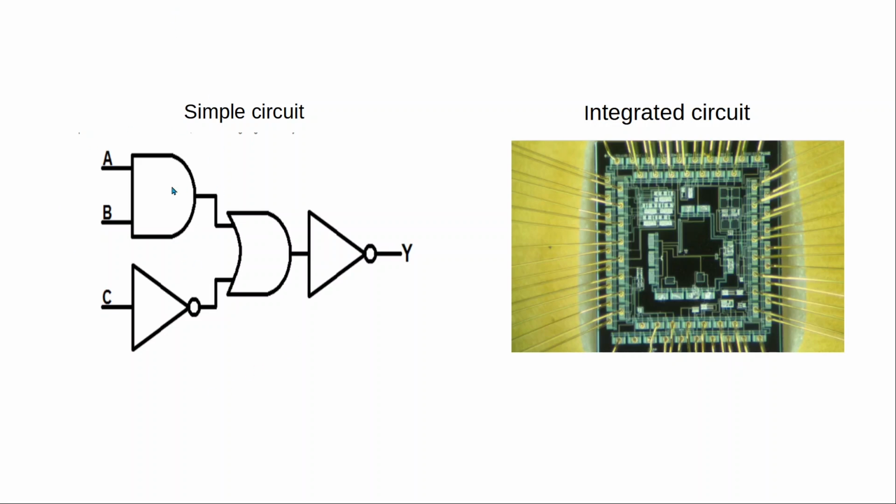So we have an AND gate that takes the input A and B, and we have a NOT gate that takes the input C. The output from those two gates is further fed into an OR gate, the output of which is further passed down to a NOT gate, and then we get the output Y. So this is an example of a simple circuit that can be easily designed by hand.